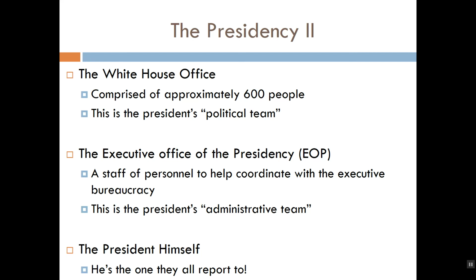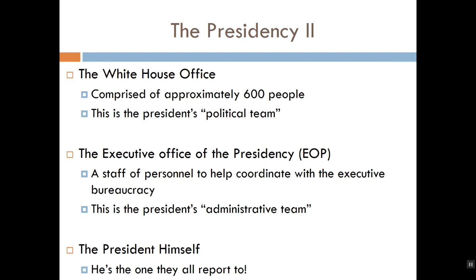In addition to this political team, the White House office, we also have that administrative team, the EOP. And this is a staff of personnel who were originally created by the presidency of FDR and who continue to serve a simple function. They help to coordinate the executive branch's efforts with those of the bureaucracy and the legislative branch of government. So if the President of the United States needs to communicate with the bureaucracy or with some other branch of our federal government, he is going to rely on the EOP to make that happen.